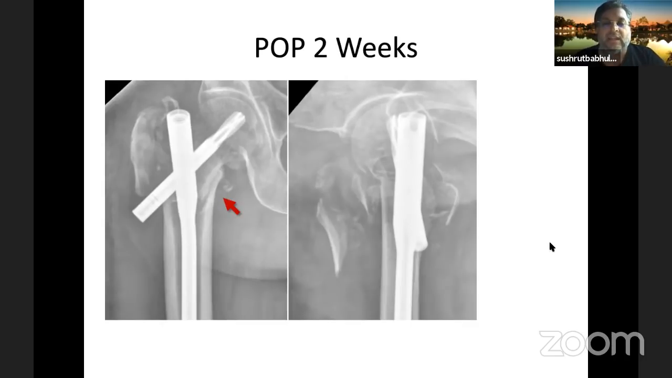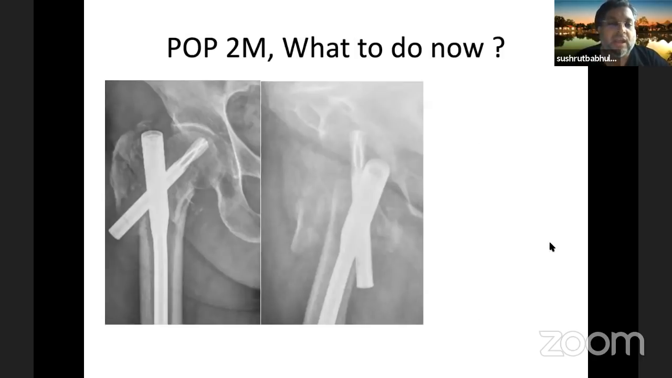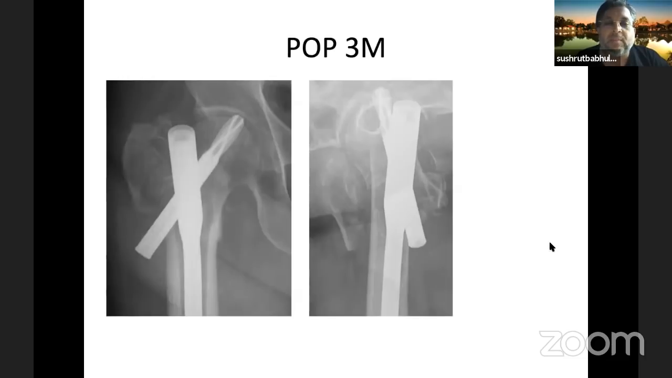Look at the anterior and posterior comminution. In addition to the lateral wall, of course, I respect your suggestion that in addition to lateral wall, we also need to look at anterior and posterior comminution. And in 2 months and in 3 months, it walked out. And of course, the solution is totally arthroplasty, right?